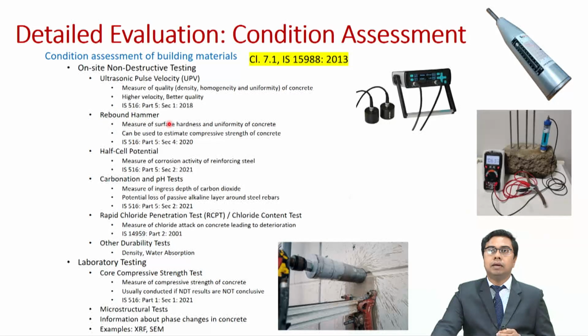When it comes to rebound hammer test, it gives you an idea of surface hardness and the uniformity of concrete. It does not give you a compressive strength of concrete, but there are calibration charts which are provided by the rebound hammer manufacturers, which can be used to estimate the compressive strength of concrete based on the rebound number you get. But the rebound number is a direct indicator of surface hardness of concrete. It is not an indicator of compressive strength. We are only estimating the compressive strength.